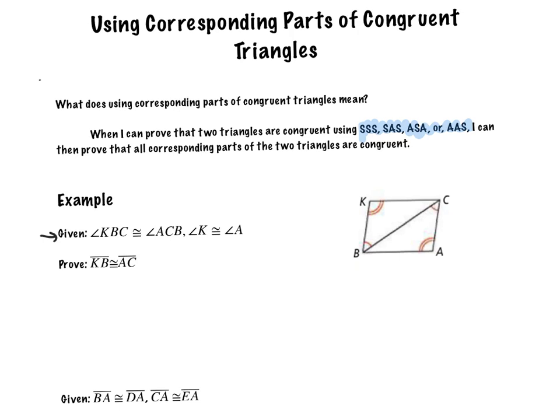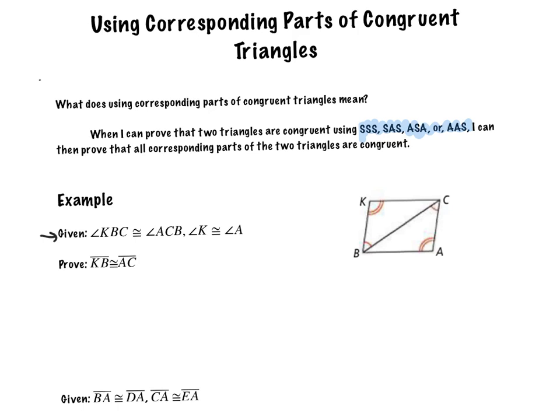So I want to mark it, right? I want to make sure it's labeled, right? So if I look, KBC, right? So KBC is congruent to ACB. Is that labeled? Yeah. Angle K is congruent to angle A. Is that labeled? Yeah, so good.